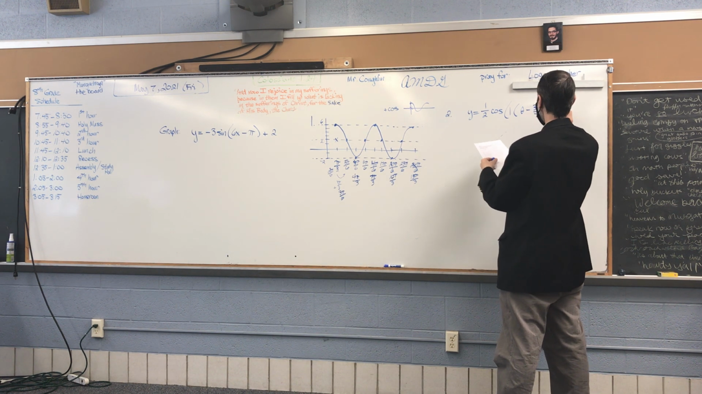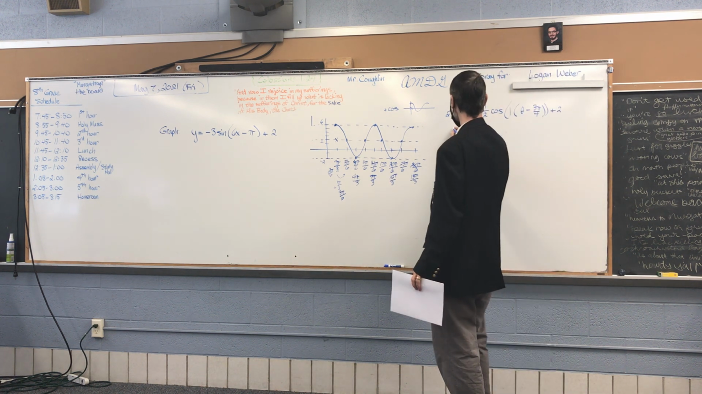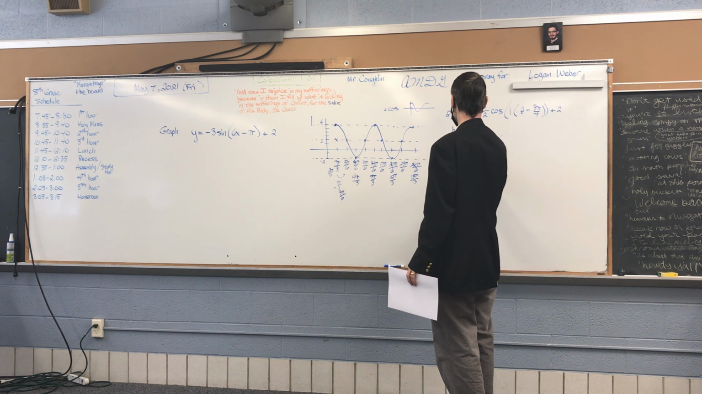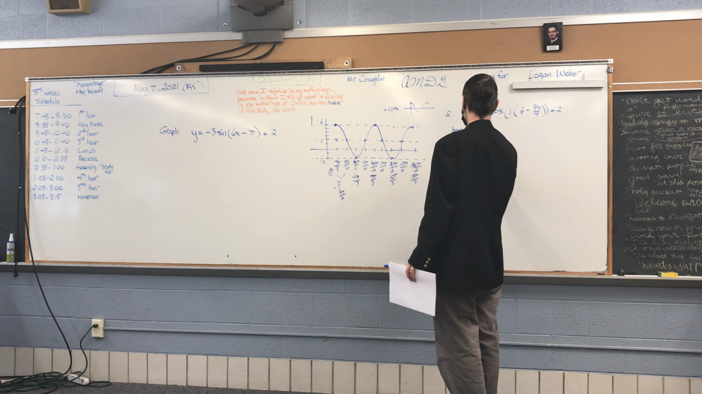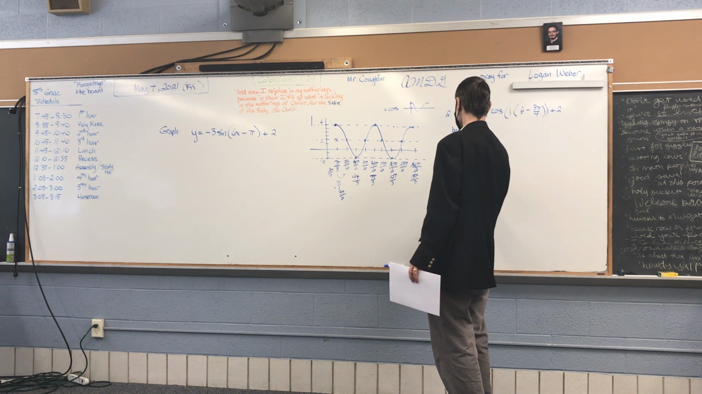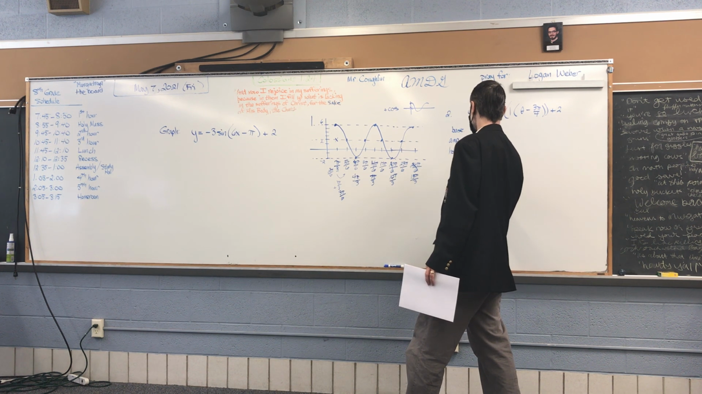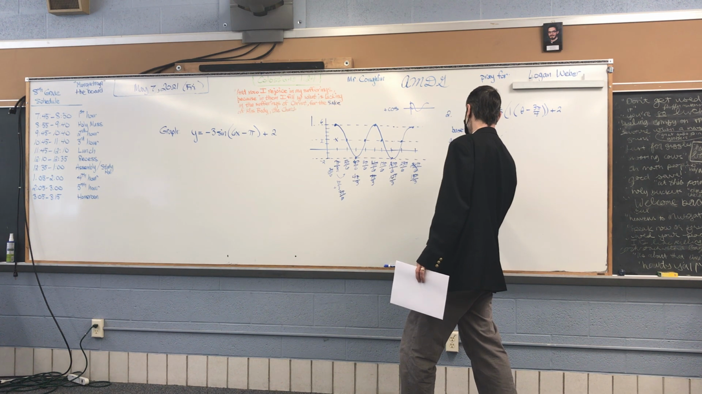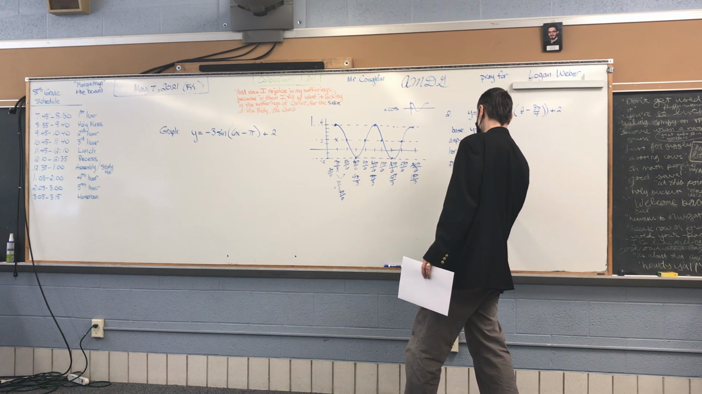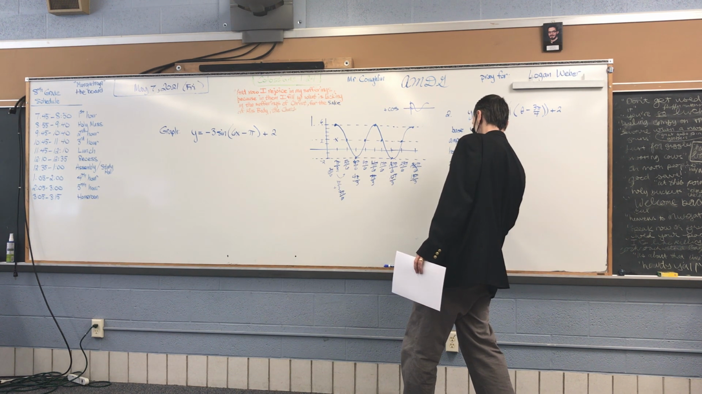Plus 2. Let me just analyze this for you. The very first one is the baseline, so y equals 2. The amplitude is the absolute value of a half, which is a half. The horizontal shift is 3 pi over 4 to the right. The period is 2 pi over 1, which is just 2 pi. So the quarter period is 1/4 of that, or pi over 2.